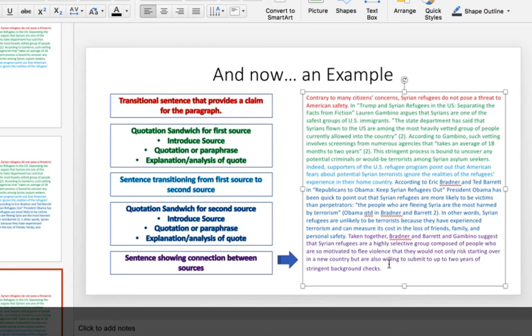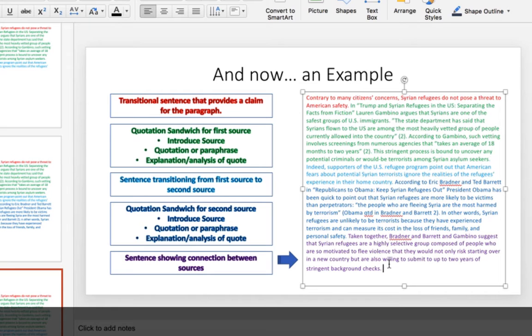Indeed, supporters of the U.S. refugee program point out that American fears about potential Syrian terrorists ignore the realities of the refugees' experience in their home country. According to Eric Bradner and Ted Barrett in Republicans to Obama Keep Syrian Refugees Out, President Obama has been quick to point out that Syrian refugees are more likely to be victims than perpetrators. Quote, the people who are fleeing Syria are the most harmed by terrorism, end quote. In other words, Syrian refugees are unlikely to be terrorists because they experience terrorism and can measure its cost in the loss of friends, family, and personal safety.